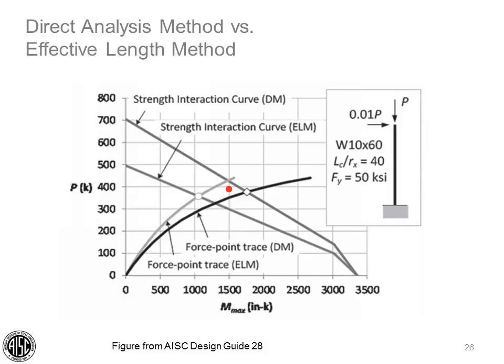Again, the direct analysis method approach comes much closer to the actual structural behavior and will result in higher design moments than the effective length method. This is because we soften the frame stiffness when using the direct analysis method.